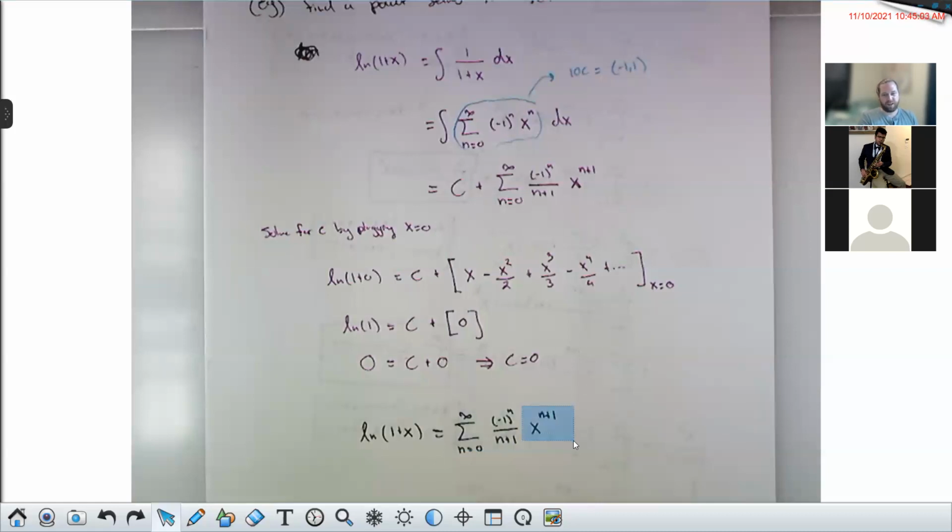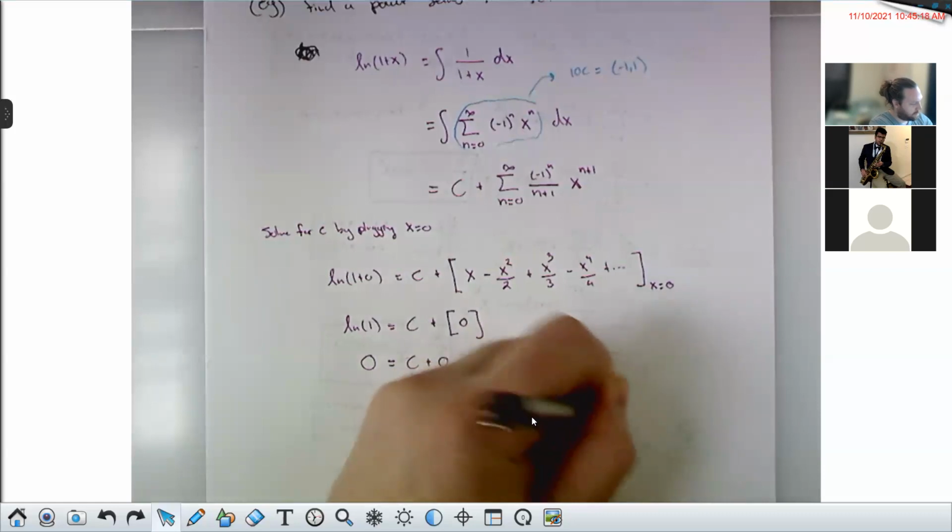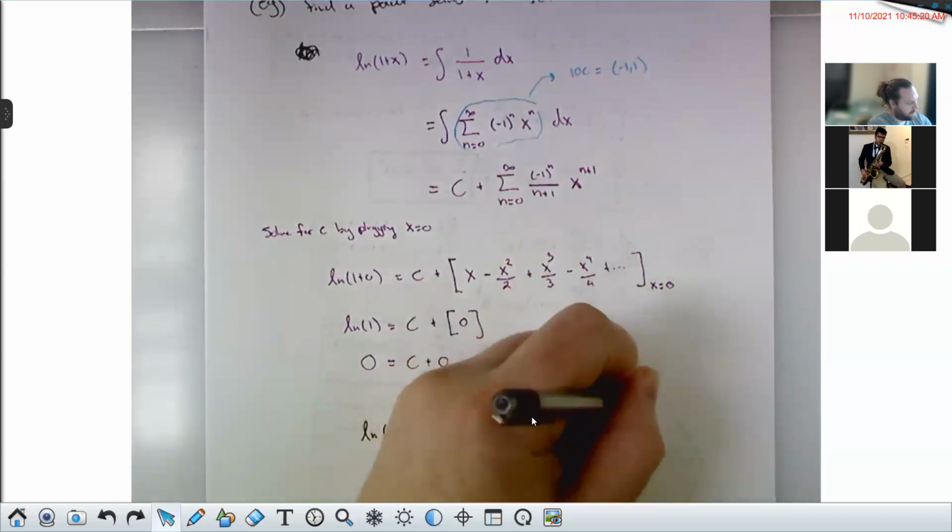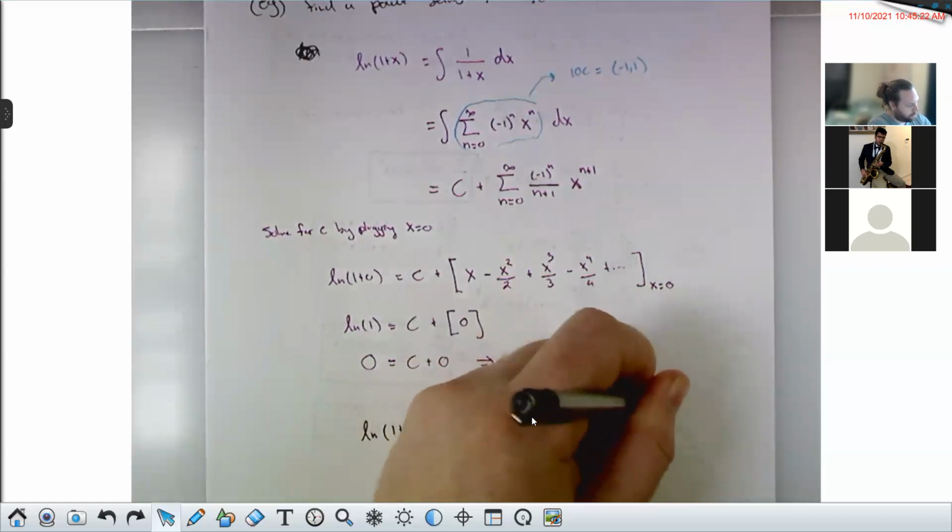If you plug in negative 1 for x here, you get negative 1 to the n times negative 1 to the n plus 1, which is negative 1 to the 2n plus 1. The series no longer alternates. So the IOC for the resulting series is left open, right closed.